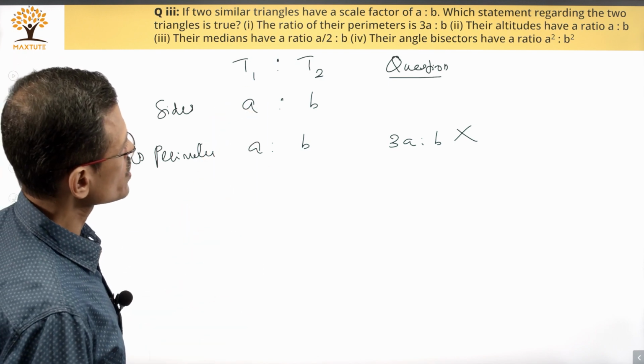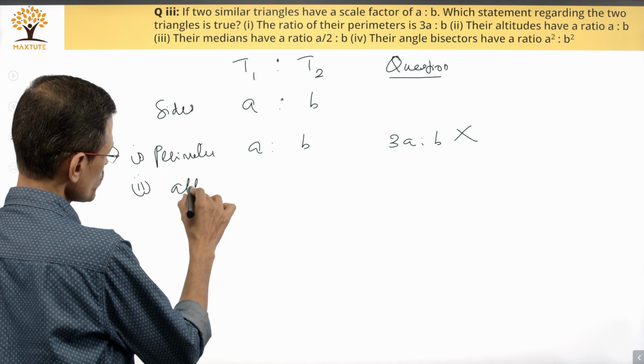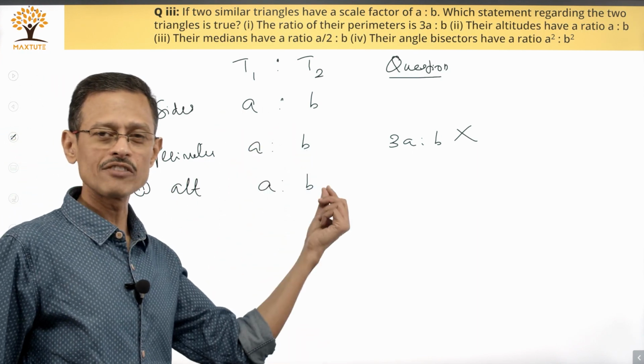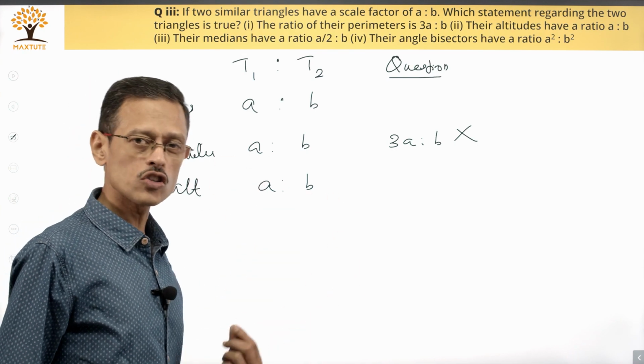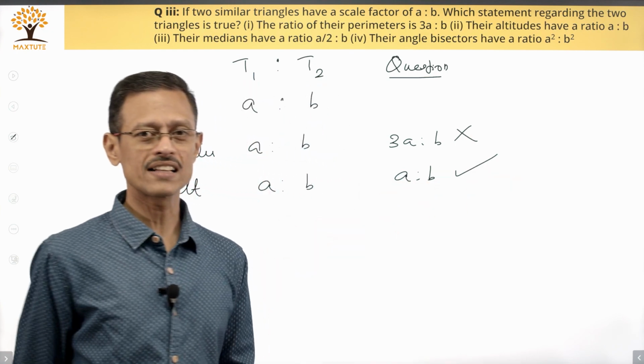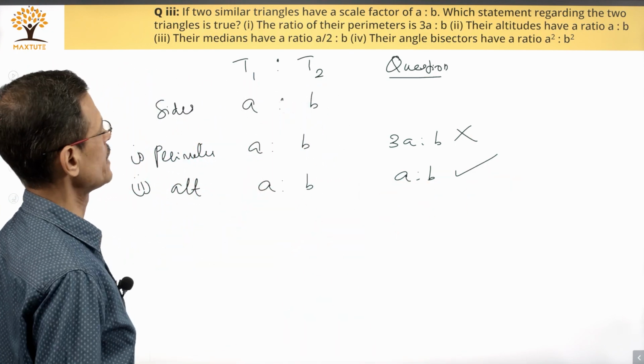Their altitudes are in the ratio of A is to B. Altitude is the measure of length. Altitudes of the two triangles, if their sides are in the ratio of A is to B, if they have a scale factor of A is to B, altitudes will also be in the ratio of A is to B. That's what statement 2 says. So that is the answer. So 2 is the answer. We'll just check 3 and 4 just for sake of confirming that we have not made any mistake.